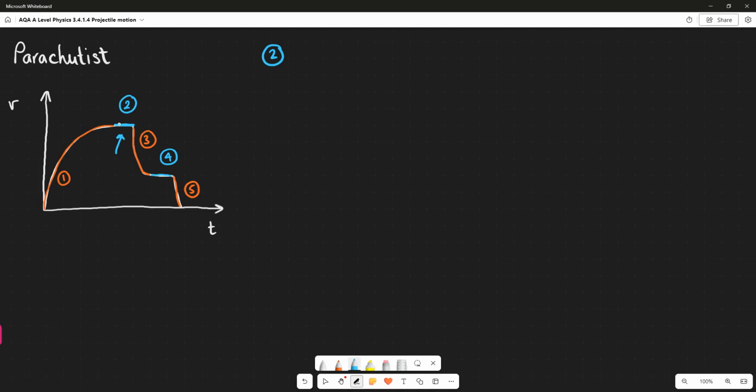So here we have a flat section on the graph. Velocity is at its maximum. Acceleration is 0. And this is terminal velocity. The parachutists may spend a little bit of time here, but they need to get on and open their parachute. So let's look at the next section.